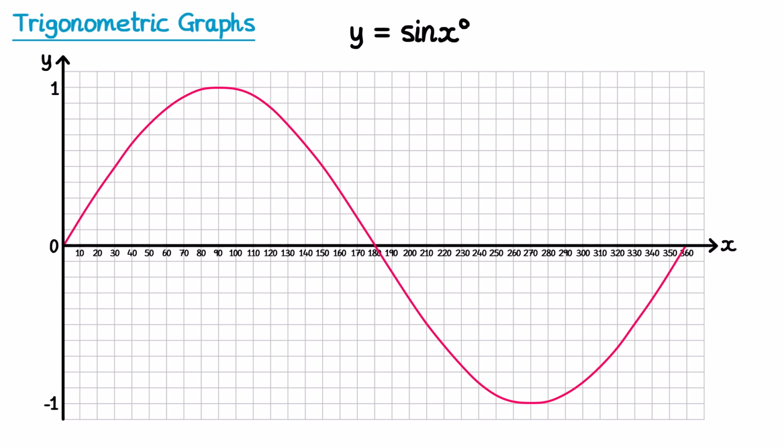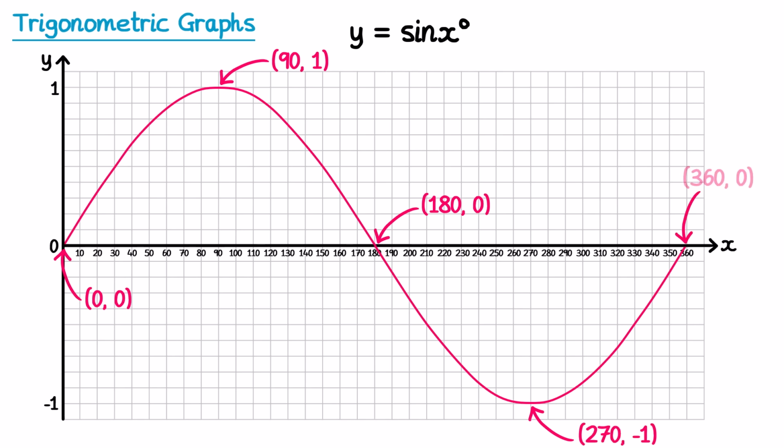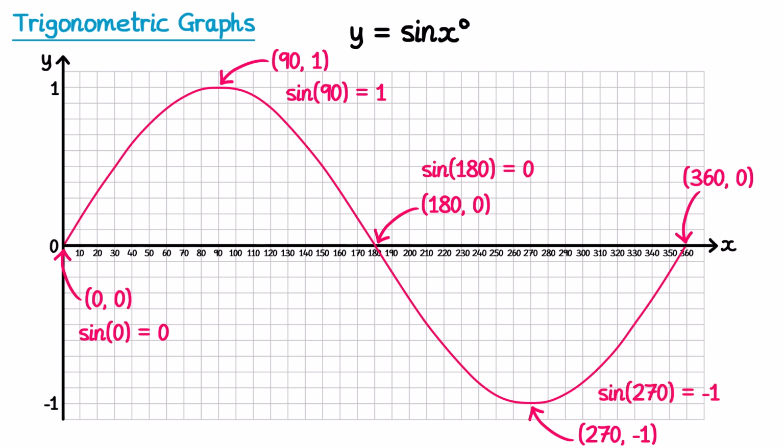So the key points that you would need to mark on if you sketch this graph are this one here at 0, 0, this one here at 90, 1, this one here at 180, 0, this one is at 270, negative 1, and this one here at 360, 0. You might recognize some of these from your knowledge of exact trig values. This point 0, 0 tells us that sine of 0 equals 0, which is something you need to know. The next point tells us that sine of 90 is equal to 1, another one that you need to memorize. Then we know that sine of 180 is 0, sine of 270 is negative 1, and sine of 360 is 0. So this is the shape of the graph of y equals sine of x.